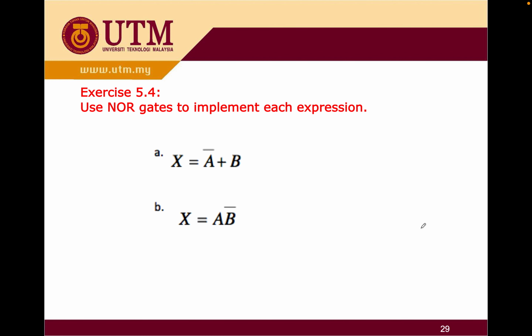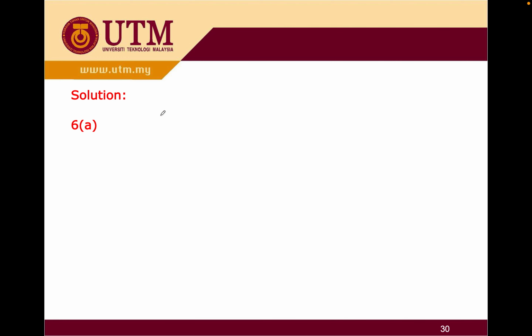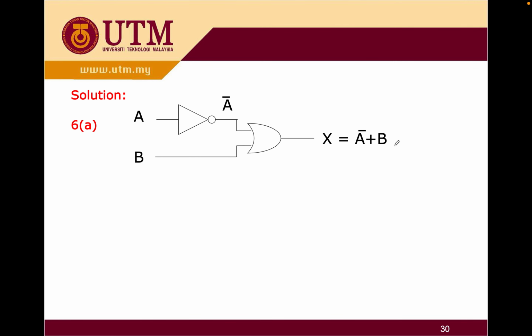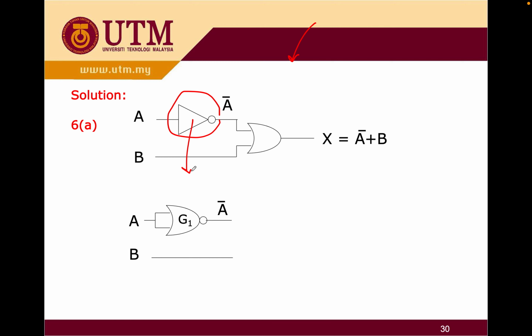Okay, try to implement this using only NOR gates. So we have a question of X bar plus B. This is the picture of the logic combinations. And when you look one by one, you have the inverter or the NOT gate here, and you represent it using only NOR gates. So this is the representation.